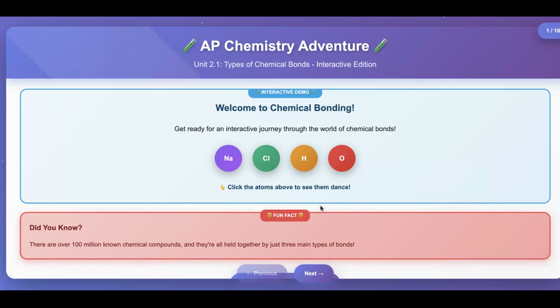Hello, this is Unit 2. This is Topic 1, Types of Chemical Bonds. Let's remember together what the types of chemical bonds are.